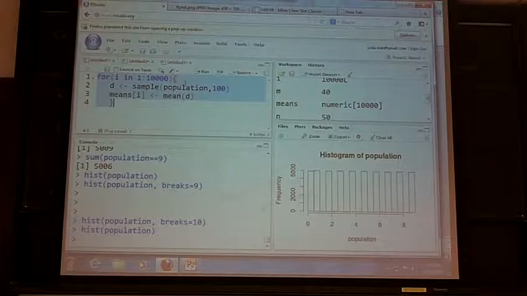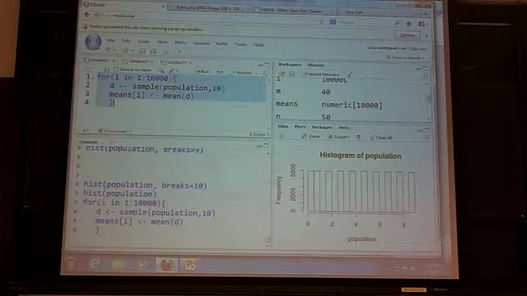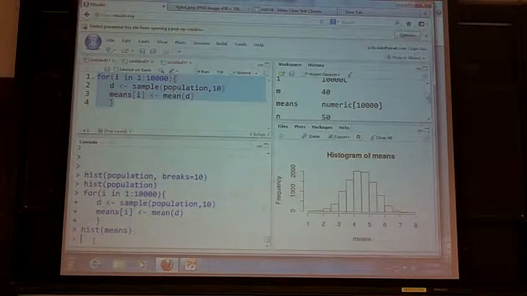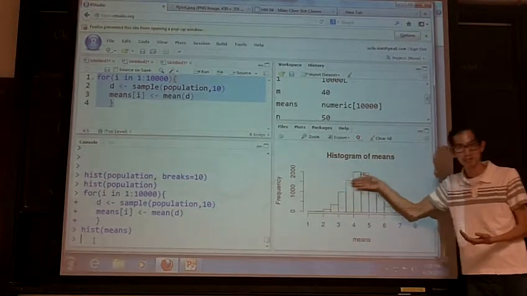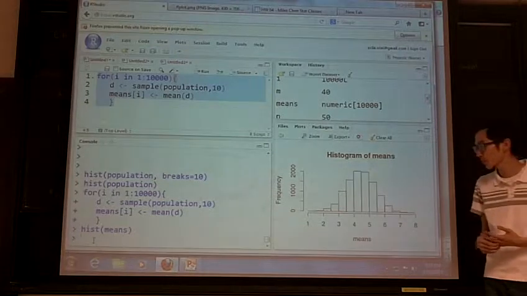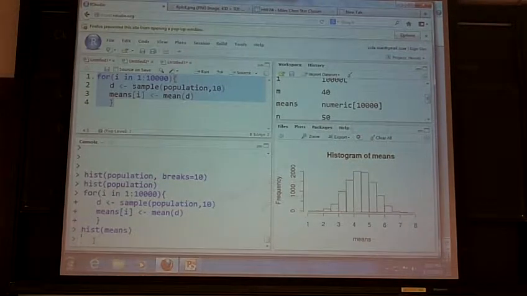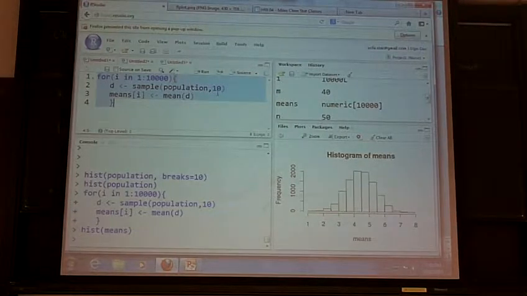Okay, so we're going to just do the same thing. Samples of size 10. Let's run this. Okay, now let's look at the histogram of the mean. Okay, what does this look like? It looks pretty normal. It looks like we got a normal curve going on. Let's try this again. What if I take only samples of size 2 though? What's this gonna look like?